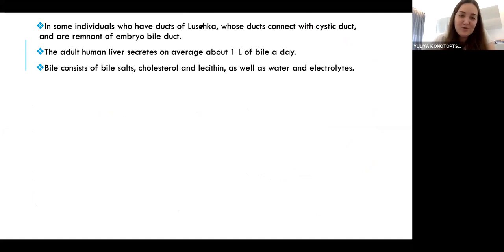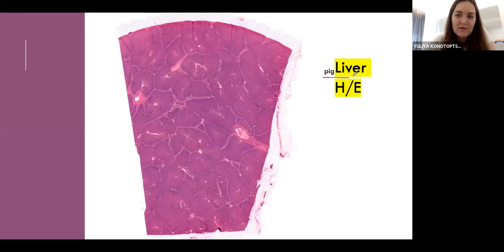Ducts of Luschka, we have talked about them. You remember? These are the embryological bile ducts in the gallbladder, right? They're remnants of the embryonic bile duct. The adult human liver makes about 1 liter of bile a day. We have pig liver slides because human liver does not look like this. In human liver, we don't have this connective tissue septa, so the lobules are not visible. You cannot see the lobules very clearly. So the majority of the time we see the pig liver slide.